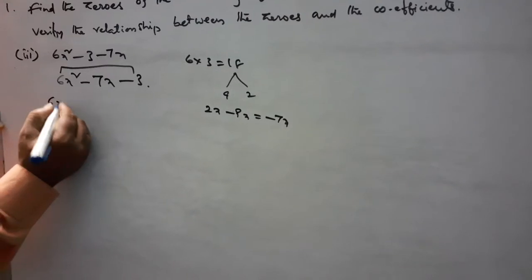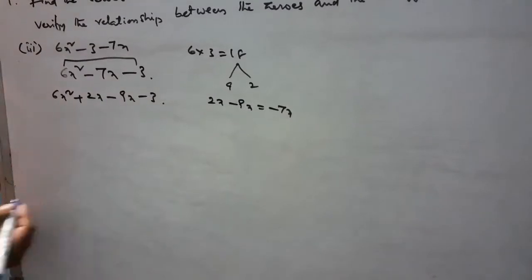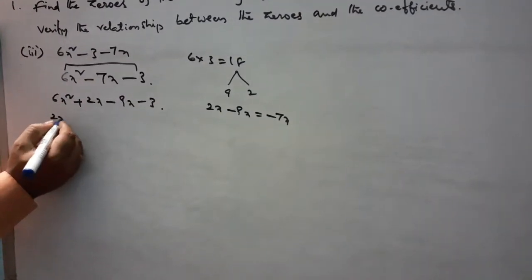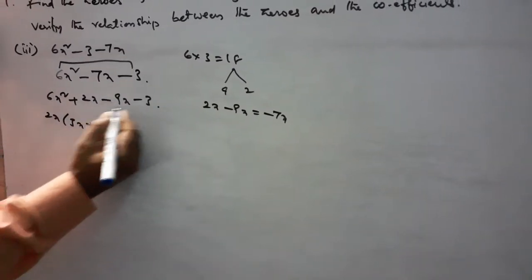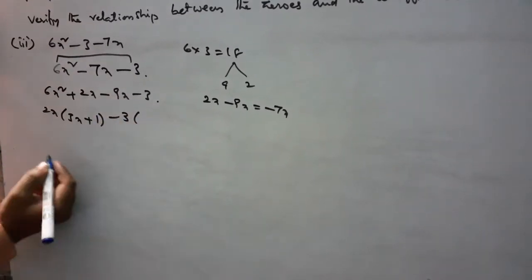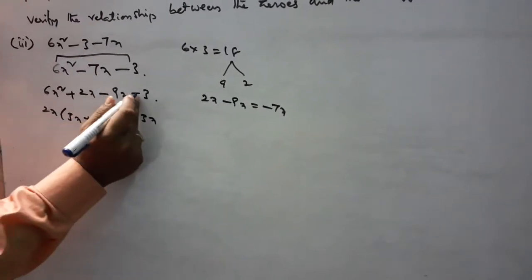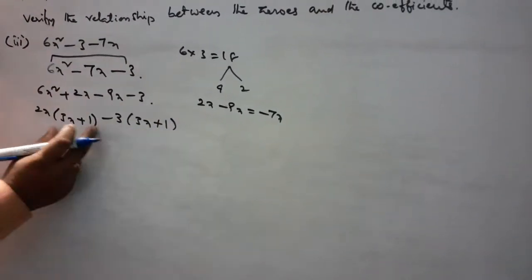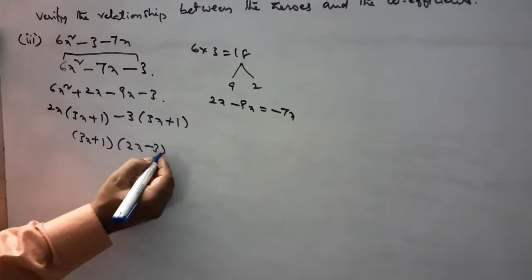So here it is 6x square plus 2x minus 9x minus 3. Here 6 means 2 threes are 6. Here also 2x. So 2x is common. We will get 3x plus 1. Here both of them have the minus, and 9 means 3 into 3. So minus 3 is common. We will get minus become plus 3x. Here minus become plus, 3 common. So we will get 1. Here both terms have 3x plus 1. So 3x plus 1 common, we will get 2x minus 3.